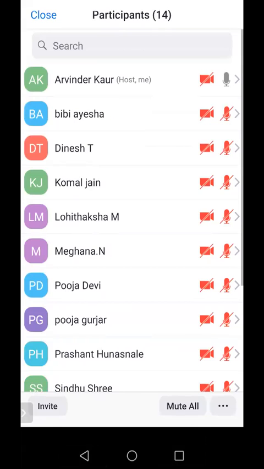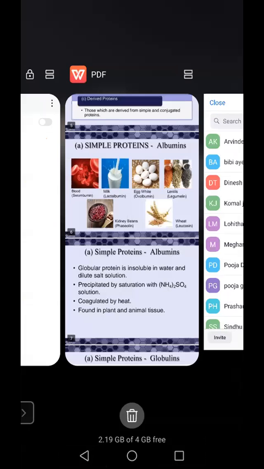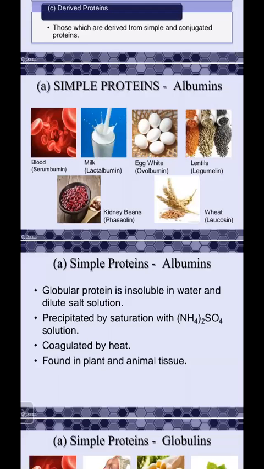Okay, so an egg has two portions, the white portion as well as the yellow portion. Whatever white portion is there, that is your albumin only. Which albumin is present there? That is ovoalbumin. Then in lentils, whatever dals or pulses you are having, you will get legumelin. In kidney beans, you will get phaseolin. In wheat, you will get leucosin. So all of this will come under your simple proteins, okay?